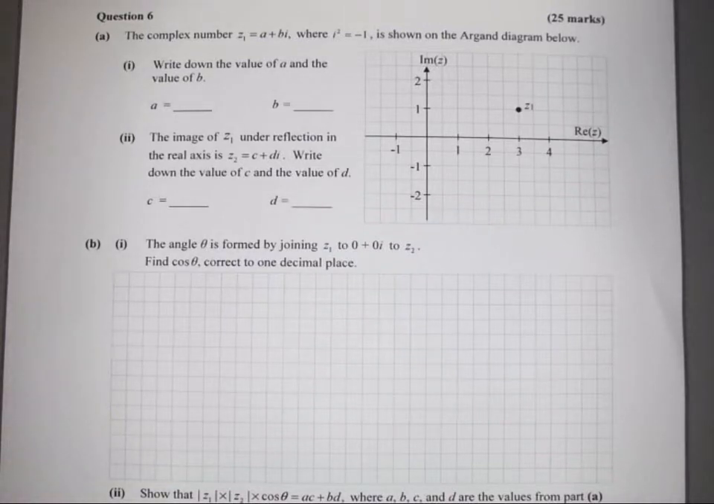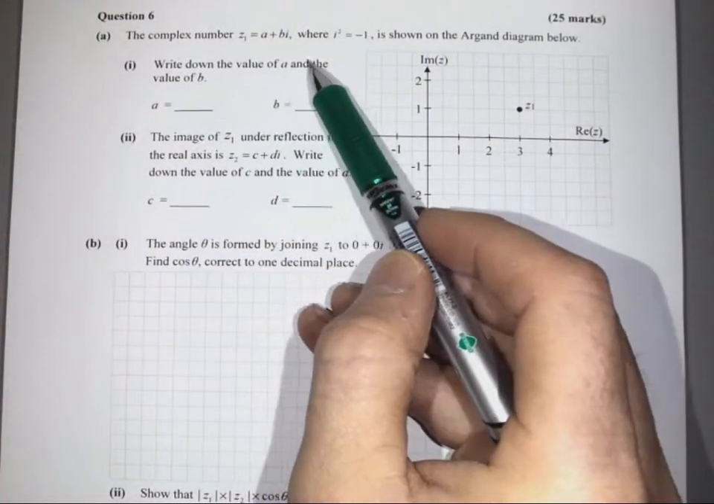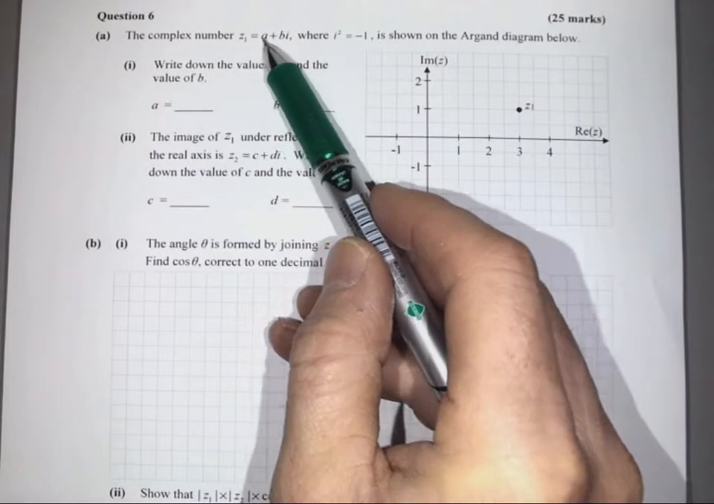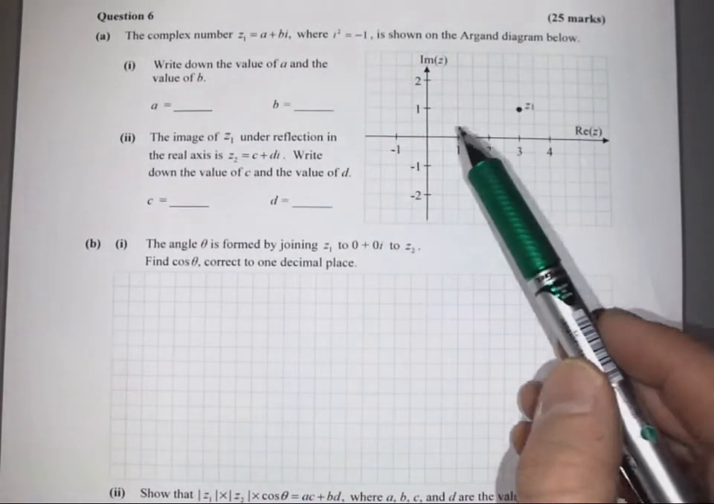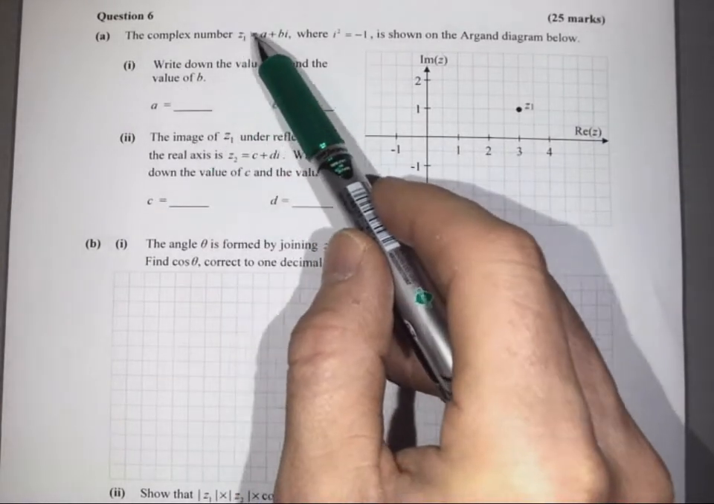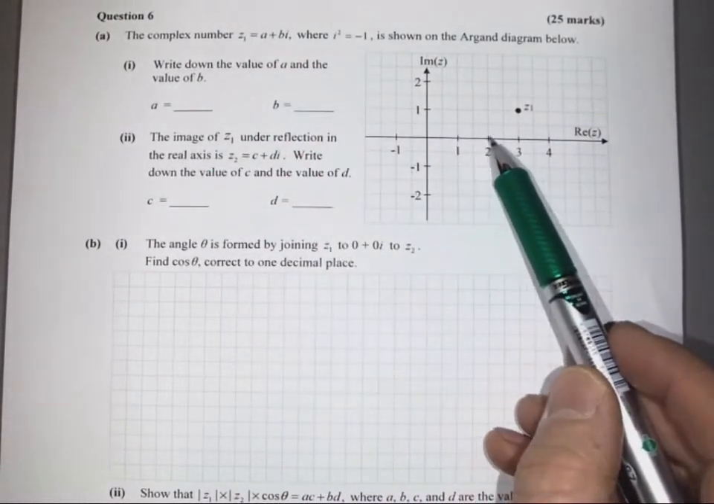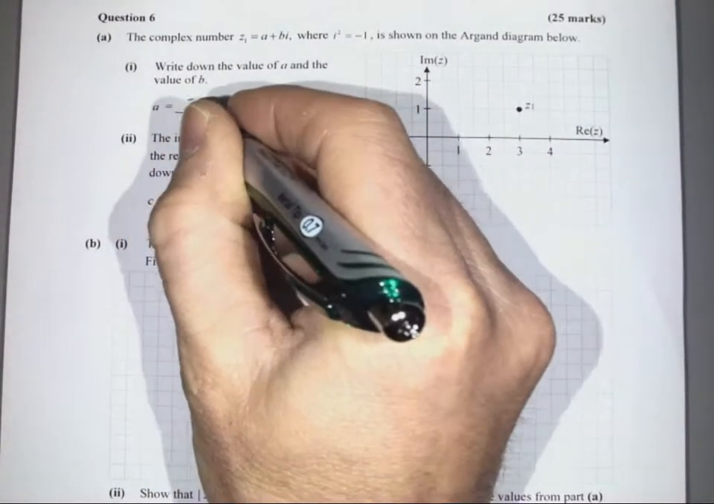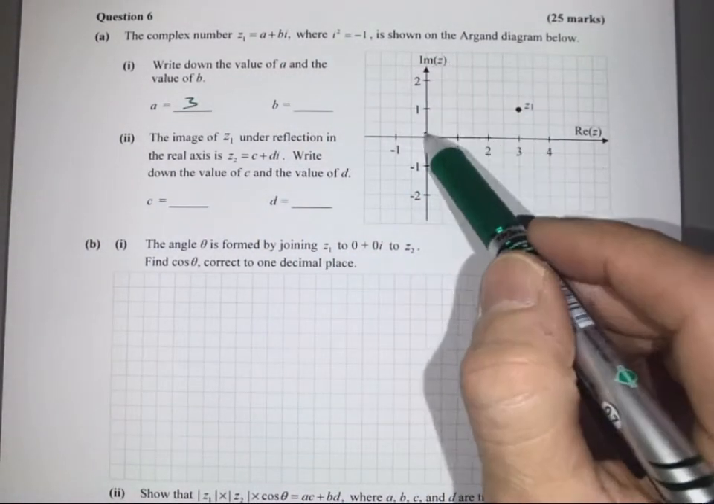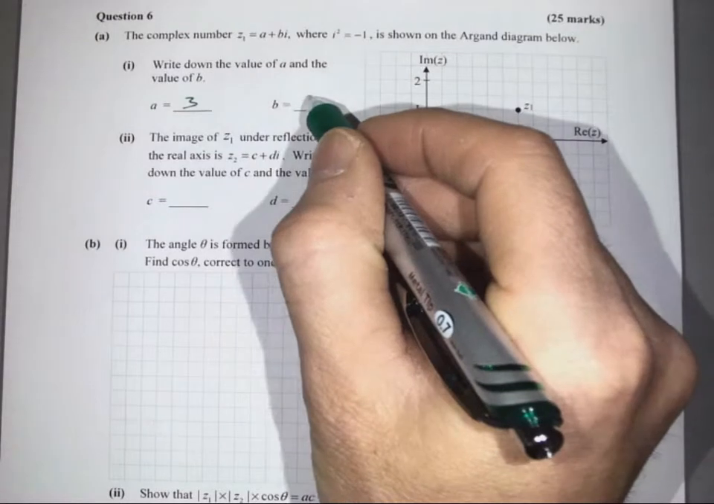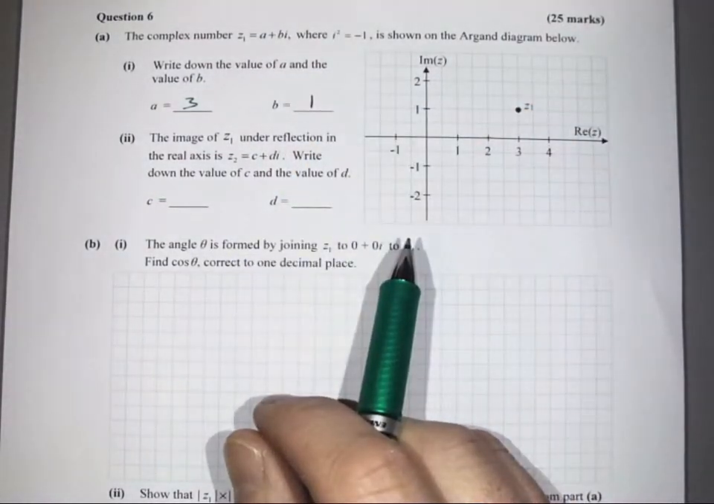Complex number Z1 is shown there on the Argand diagram, and we need to write down the value of A and the value of B if Z1 equals A plus Bi. So looking at Z1, A is the real part, so 1, 2, 3, so A is 3, and B is the imaginary piece, the y-axis, one step up. That's going to be 1.